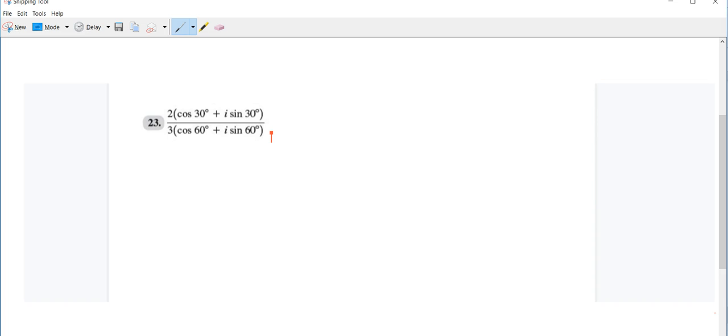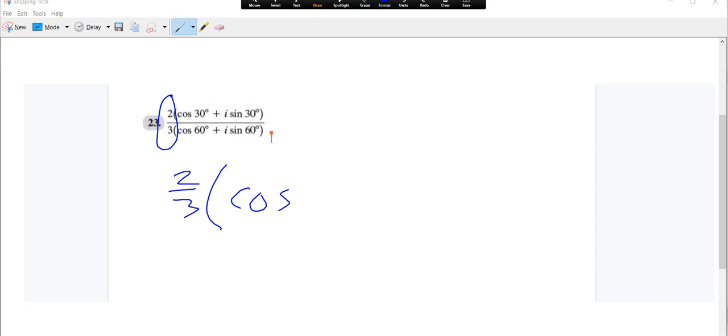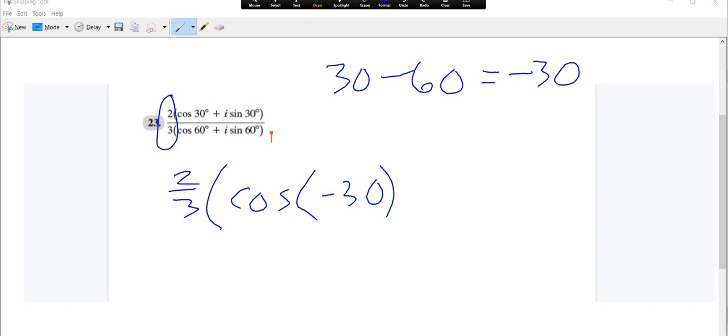Okay, so what are they asking me to do here? What are they asking me to do in question 23? They just want me to divide those two things together? All right, so what do you do with the 2 and the 3? Nice, we divide. All right, what do we do with the 30 and the 60? Subtract. Right, 30 minus 60 is -30. Oh, you subtract. Yep, that's what Demoivre's theorem says. It's that French one.